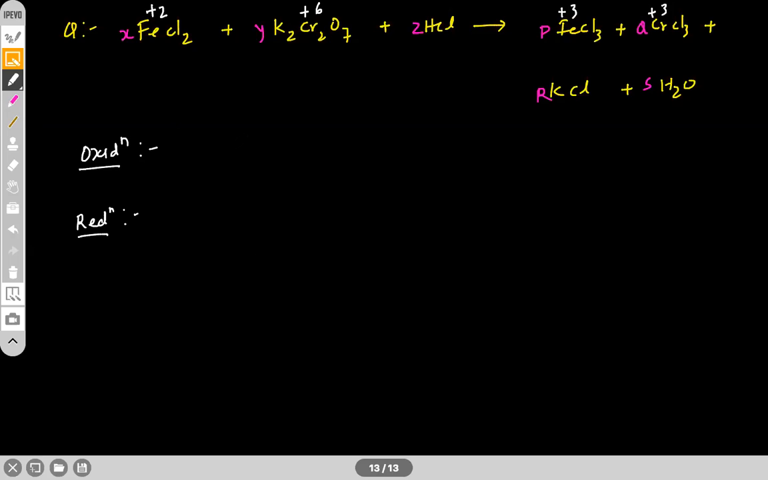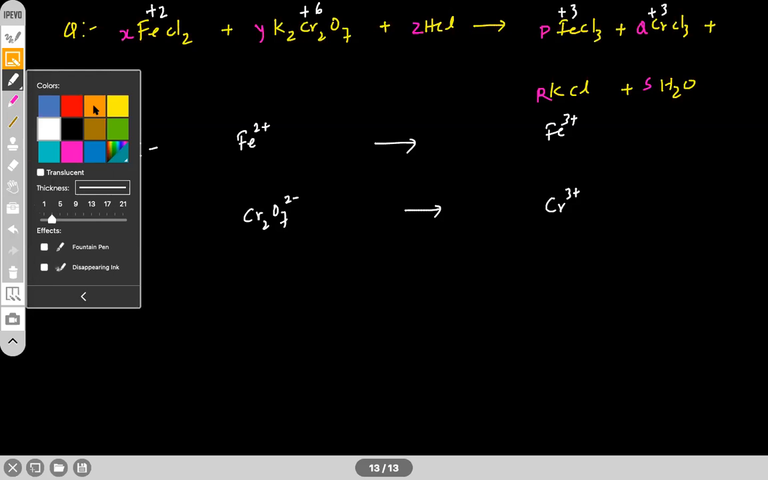Okay, so the oxidation half of this reaction is Fe2 plus converts into Fe3 plus. And the second half is Cr2O7 2 minus converts into Cr3 plus. This is the two halves of the reaction. Now the second point, balance all atoms other than oxygen and hydrogen. Medium is acidic.